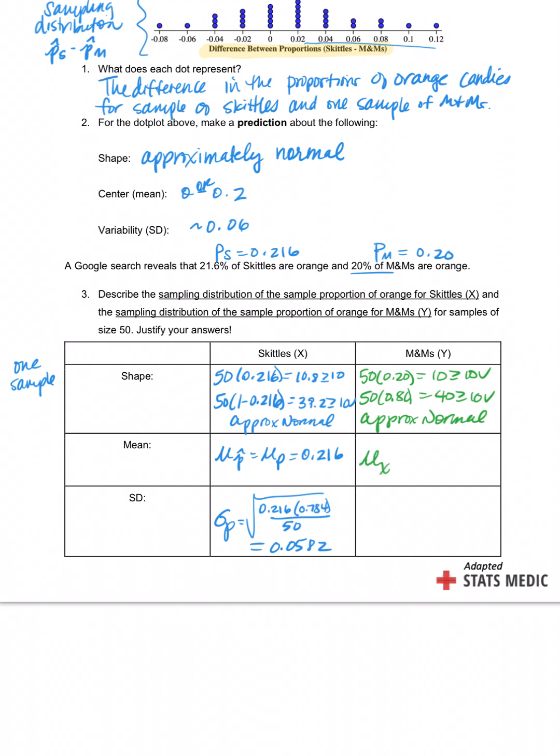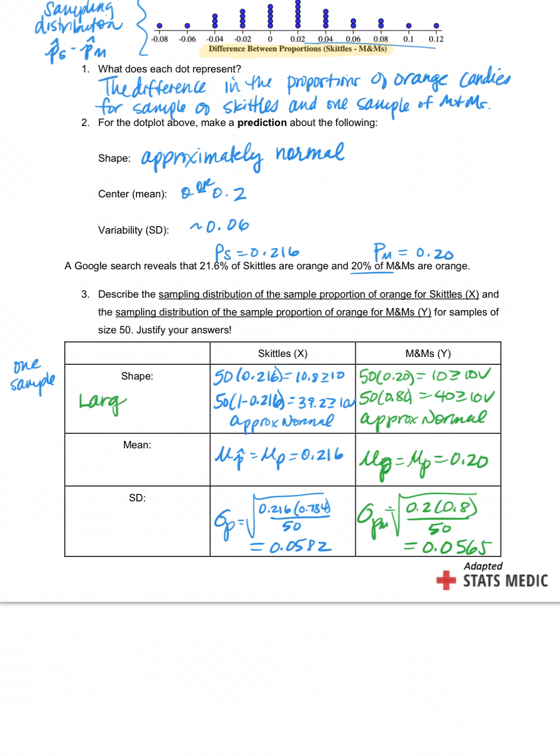The mean of all the proportions, the p-hats, is equivalent to the true proportion, which they told us is 0.2 based on a Google search. And the standard deviation of a proportion of M&Ms would be the square root of 0.2 times 0.8 divided by 50. When I calculate all that, I get 0.0565. Okay, so if we treat them separately, like single proportion samples, we use the same skills we did before. What do we do here?